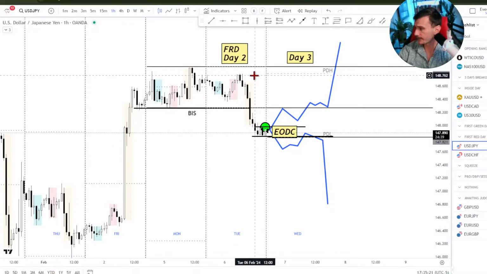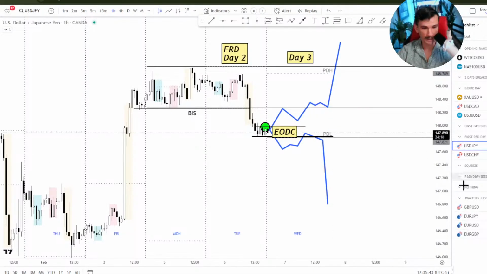What can we learn from EODC? End of day consolidation coming into Asia. Asia is going to be the opening range for the day. I care a lot more about Asia's range than I do the end of day consolidation. Usually when I come to my session in New York, I just delete it. But if you're in Asia or in London, the end of day consolidation can actually be very useful.